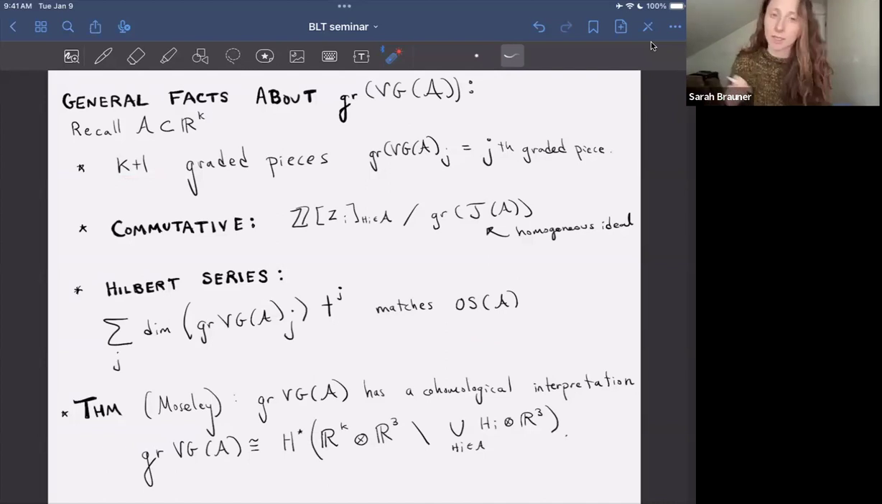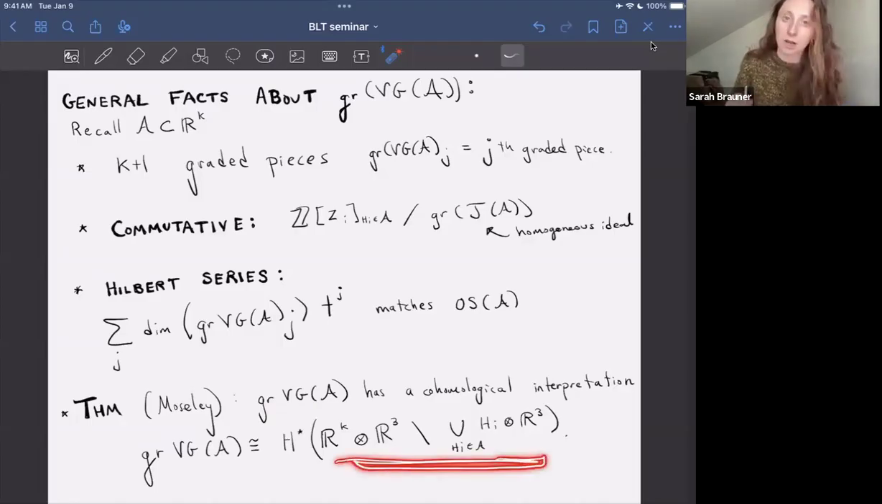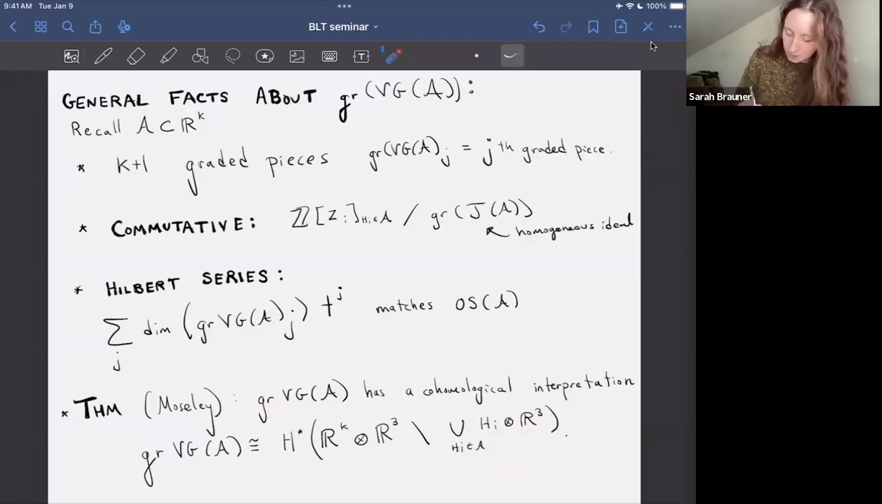Again, if I ignore the cohomological grading and just think about degree grading, this ring also has a cohomological interpretation. This is a work of Moseley, who showed that I can think about this associated graded ring as the cohomology of this space, which I think of as the R3 thickened complement of the arrangement. So I take my hyperplanes and tensor them by R3, I tensor my whole space by R3, and then I remove these now subspaces of the arrangement. So there's some way to think about this cohomologically as well.